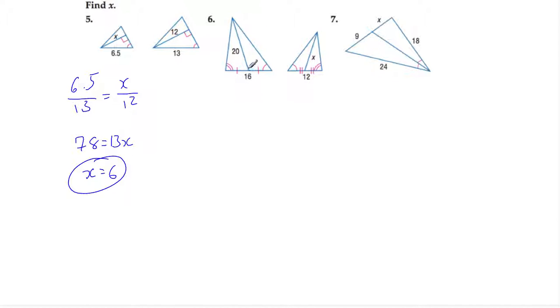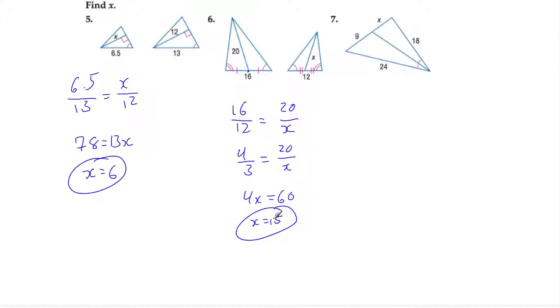Here we have a median, and the exact same principle holds true for medians. Medians cut a side in half, so it connects a midpoint of one side to the opposite vertex. So if we're going from left to right again, we get 16 to 12 equals 20 to x. 16 to 12 I can reduce by dividing both numbers by 4. So I get 4 to 3 equals 20 to x. Cross multiply to get 4x equals 60, or x is equal to 15.